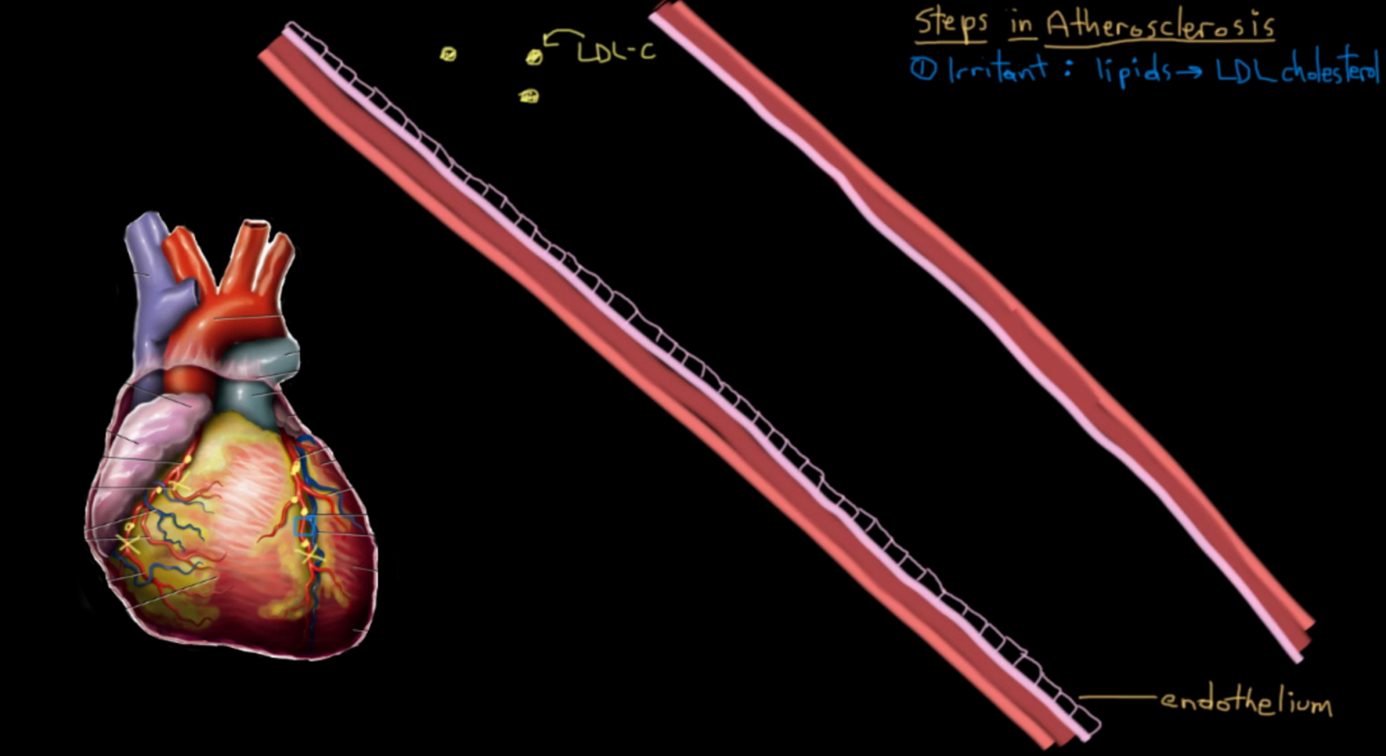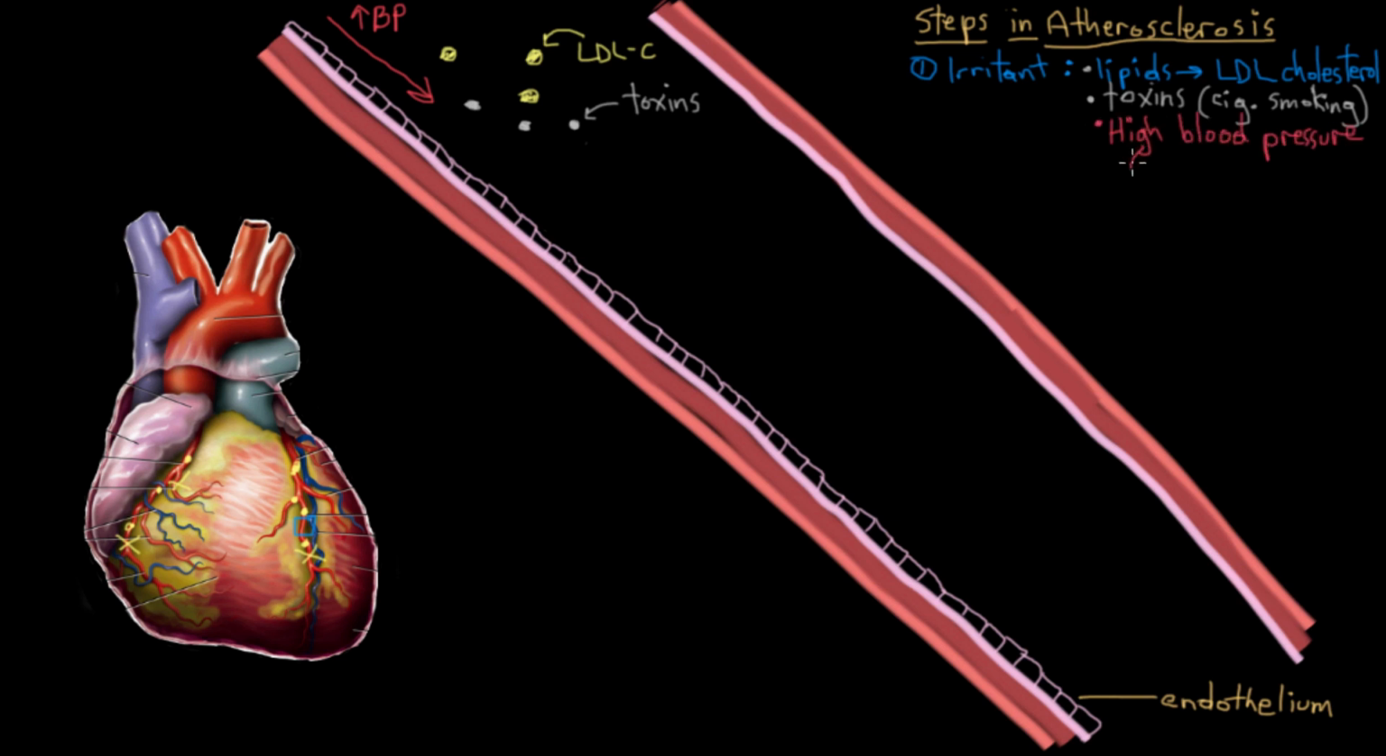Another irritant, probably the worst one, is toxins from cigarette smoking. So we'll put some toxins in the blood from cigarette smoking. We'll do them in gray here. And another major one is just hypertension, high blood pressure. So we'll try to show that pathologically high blood pressure here by these arrows. High blood pressure. And this means high blood pressure. And I'll actually write hypertension here because I just want to make it clear that it's the chronic exposure to high blood pressure.